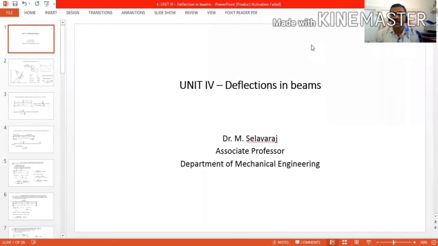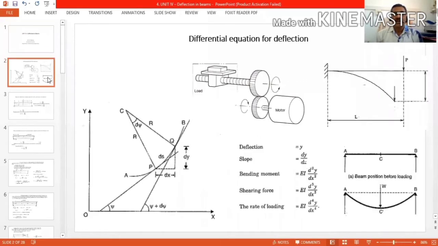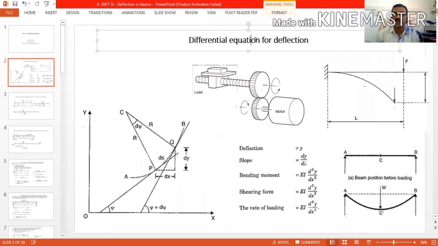But when a beam is subjected to loading conditions, how do we calculate the deflection? We have not discussed that yet, isn't it? So today we are going to discuss beams subjected to deflection, right? So here this is a mechanism. In this mechanism, the beams are subjected to load. They will be subjected to deflection. So how do we calculate this deflection?